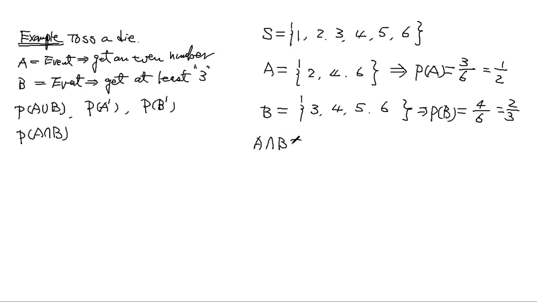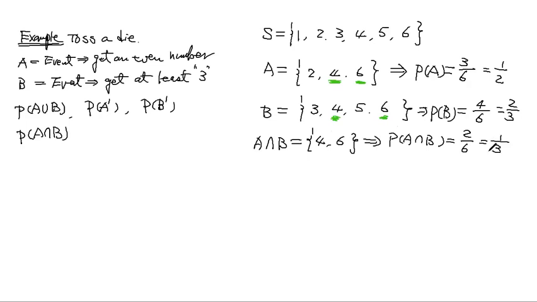A intersect B is the common part of an intersection. So which numbers are the common elements? This part, they both have it. Then 6 here, they both have it, right? So I know A intersect B will just be 4 and 6. The same way, the probability of A intersect B is 2 elements out of the 6, so it's 1/3.